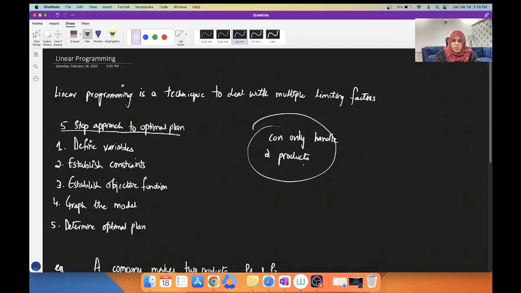So the first thing is to define variables. Second is to establish constraints. Right now it won't make sense, but after this we are going to do an example question. Actually, two example questions, and I'll show you how it goes about. Third is to establish the objective function. You need to make a formula, or you can say an equation kind of a thing in this. Fourth, graph the model. This you won't be doing.